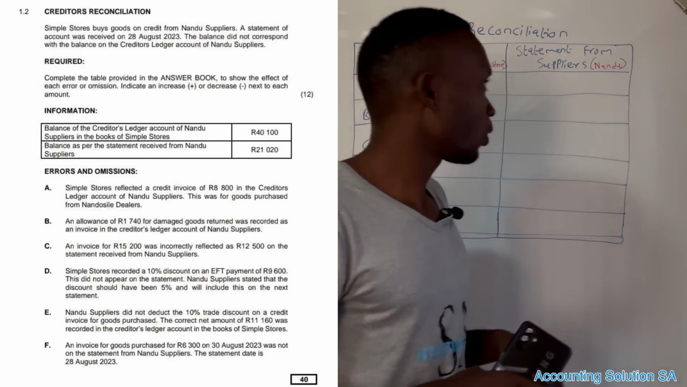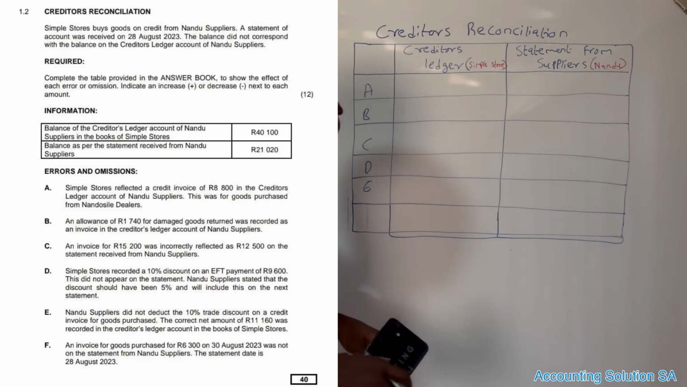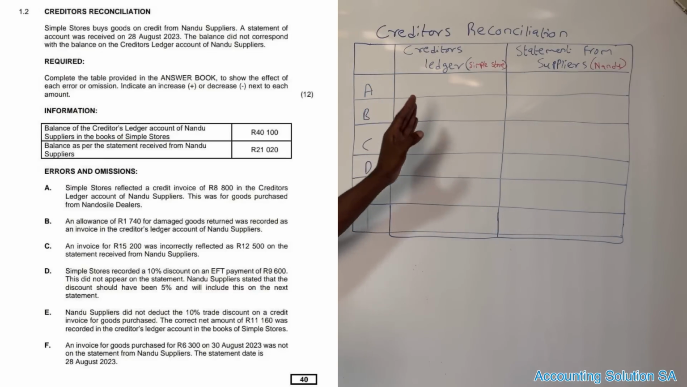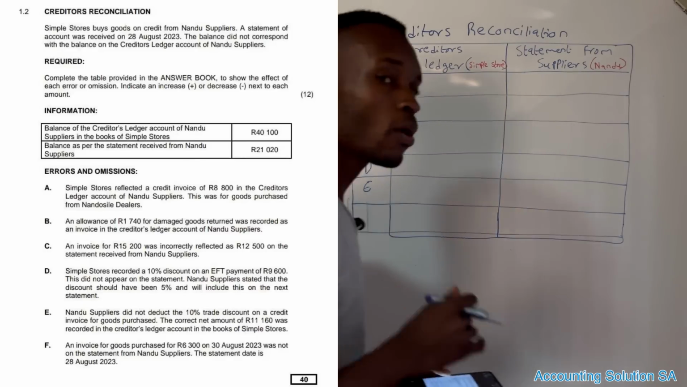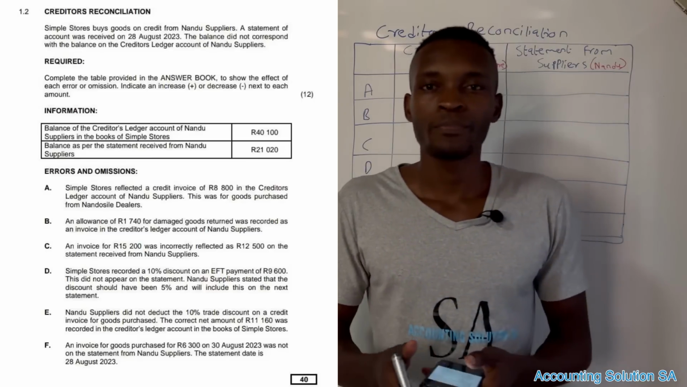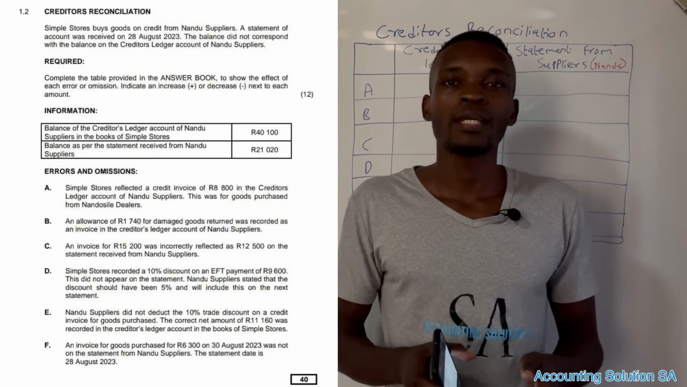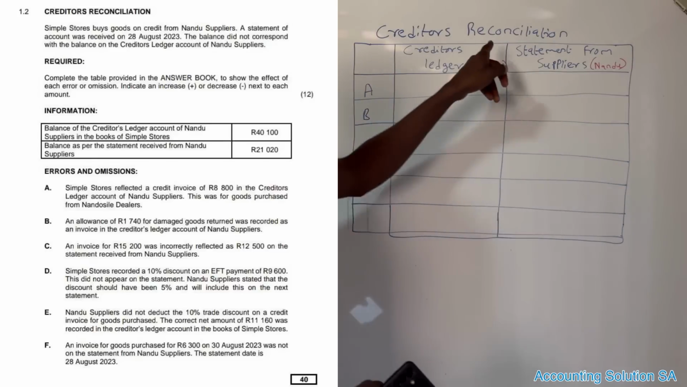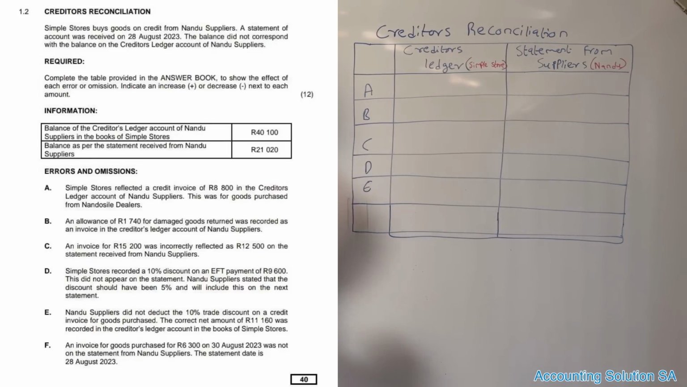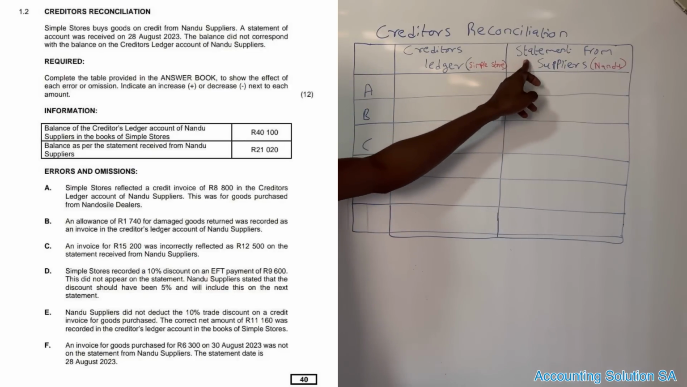After all, this is going to also teach you something that you didn't know if you know the other format. Okay guys, remember when we talk about creditors reconciliation statement, we are correcting mistakes that are done either by us as a business, which we call a creditors ledger, our books, or by our supplier.